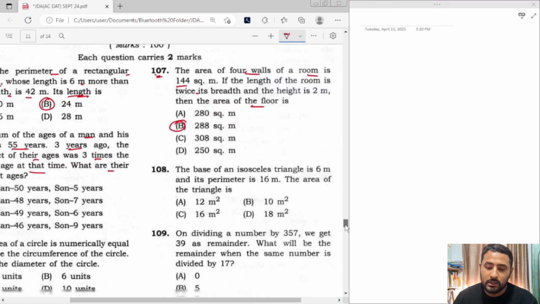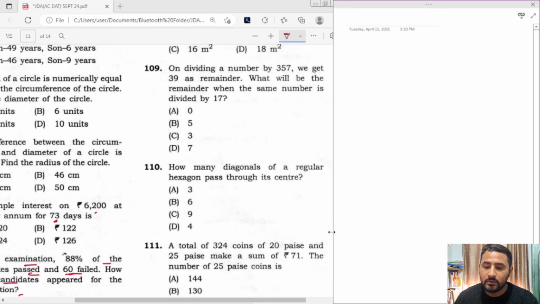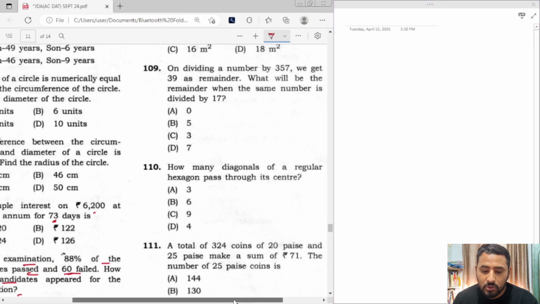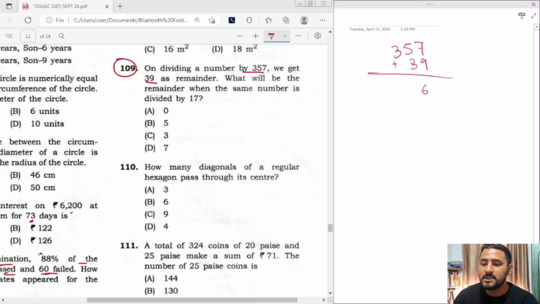That is question number 109. Let us see question number 109. On dividing a number by 357, we get 39 as the remainder. So what you should do in this type of question is to add the remainder with the given number. I'm just doing it directly. 357 plus 39 is 396.